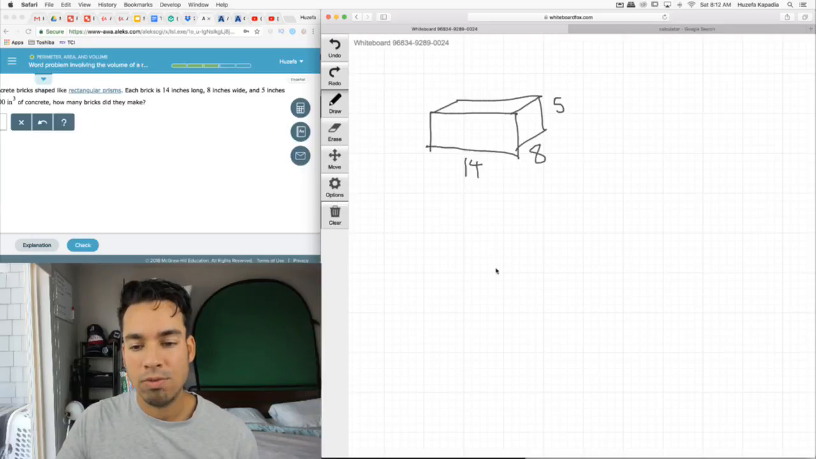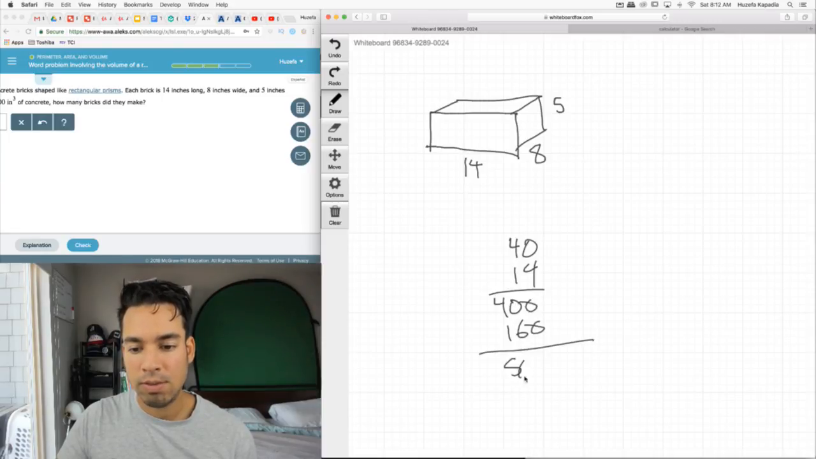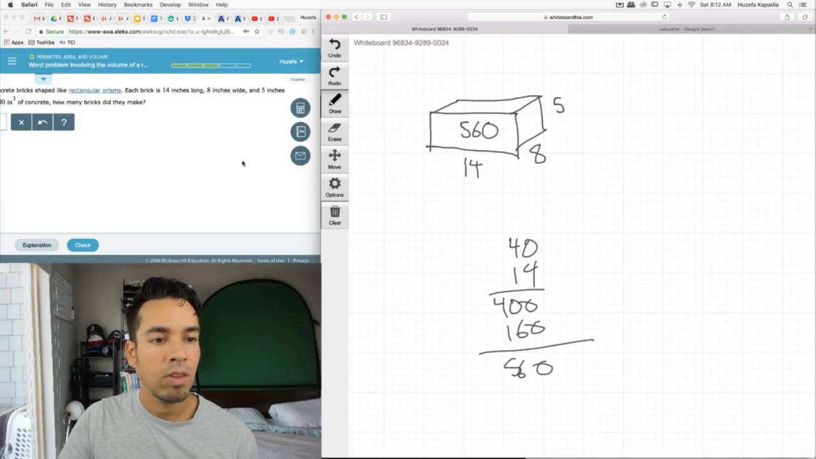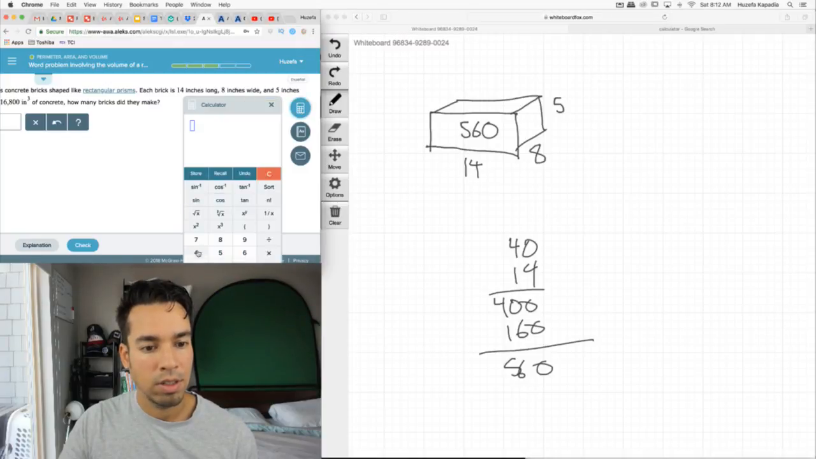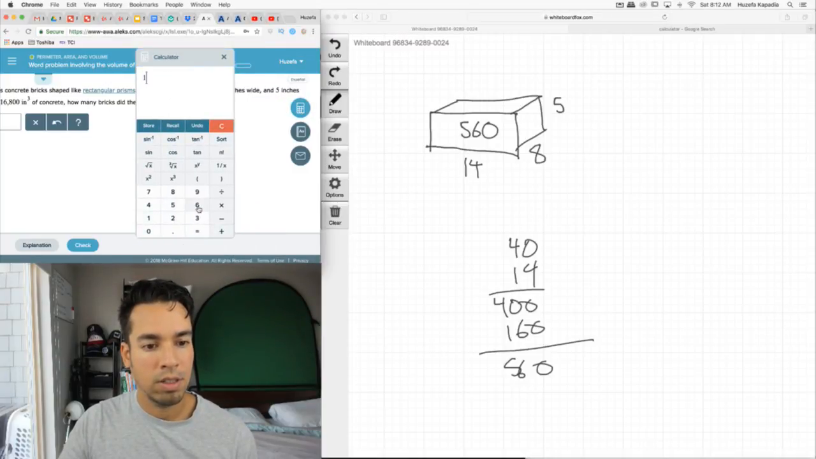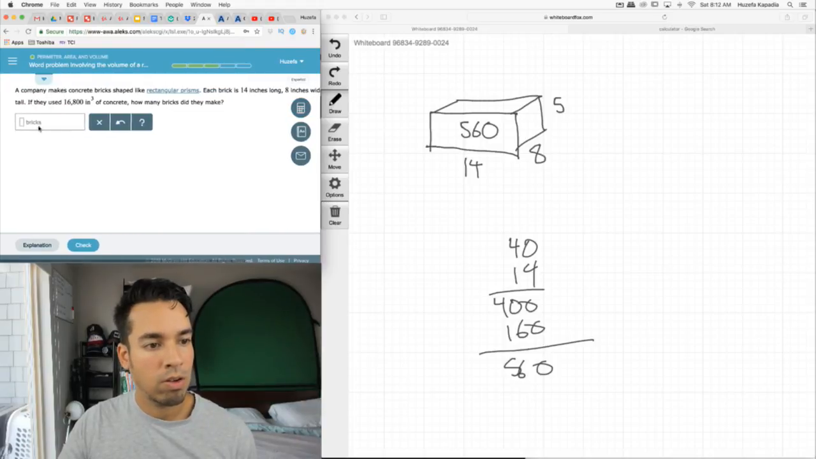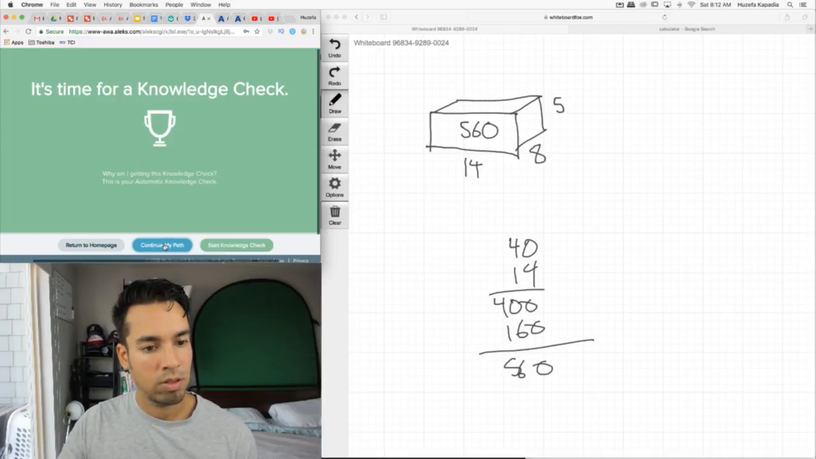So 5 times 8 is 40. 40 times 14 is 400 plus 160 is 560. So the volume of one of these is 560. And then we need to take that total value, which is 16,800, divided by 560. And see, they're giving us all nice round numbers. That's 30. Excellent.